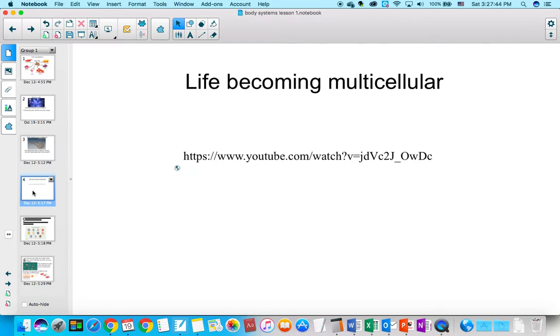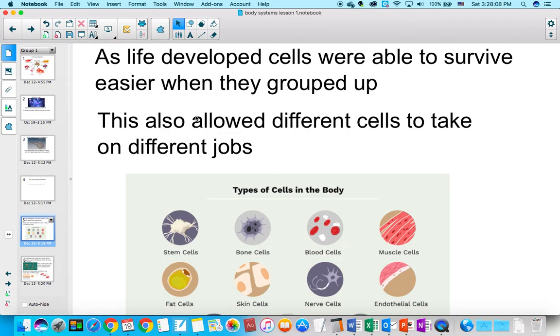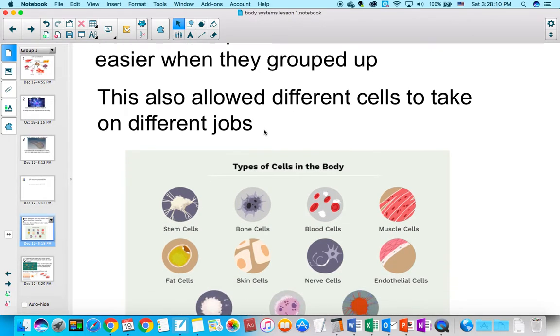And so, in order to survive in harsher or more difficult environments, becoming multicellular could show an advantage because you have the opportunity to have different parts of you or different cells do different jobs and become really good at them. So, as life developed, cells were able to survive easier when they grouped up. This also allowed different cells to take on different jobs.